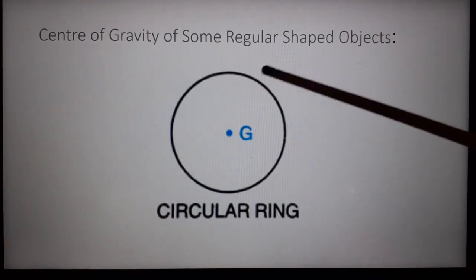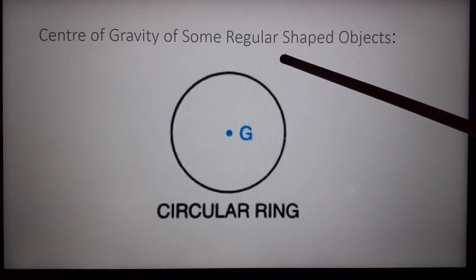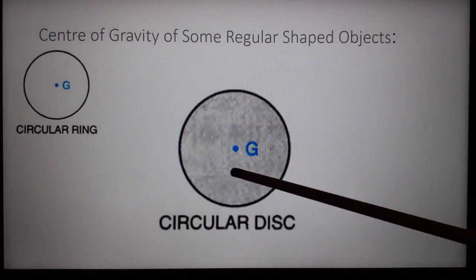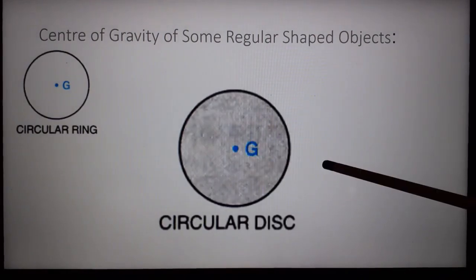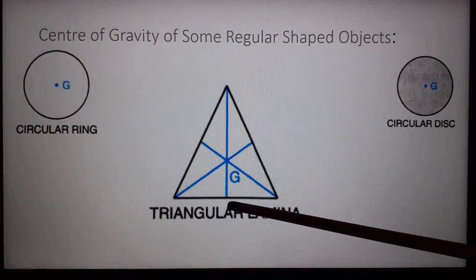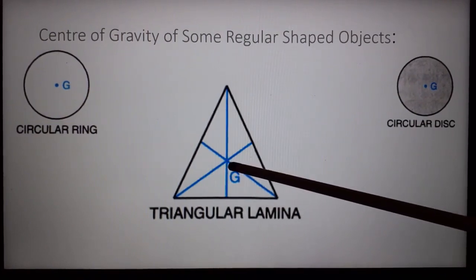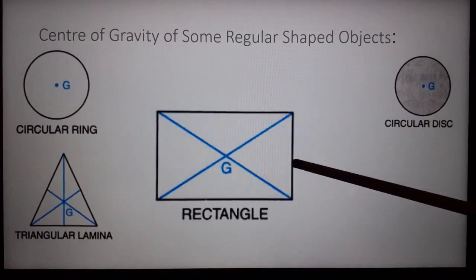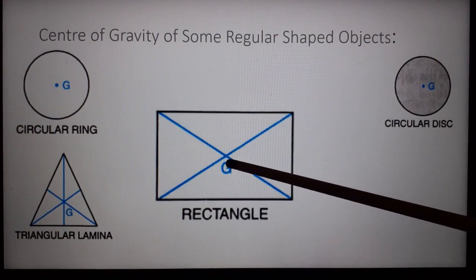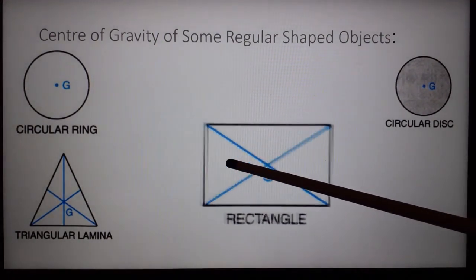Let's see the center of gravity of some regular shaped objects. Circular ring: geometric center. Circular disc: its geometric center. Then triangular lamina: we have drawn here 3 medians, and the intersection point of medians gives you the center of gravity. Then rectangle: we have drawn diagonals, and the intersection point of diagonals gives you the center of gravity.